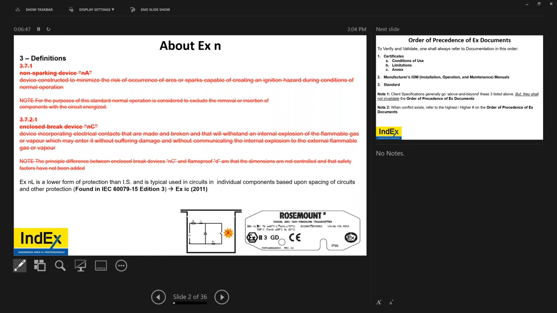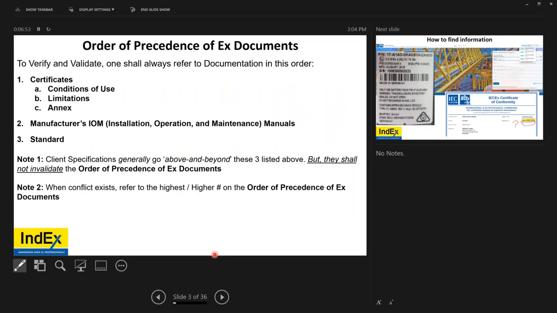So some of you will have seen this before. I believe everybody was already signed up for this course before. So once again, order of precedence: IECEx documents, certificates, manufacturers' IOMs, standards. Let's go to the next screen.